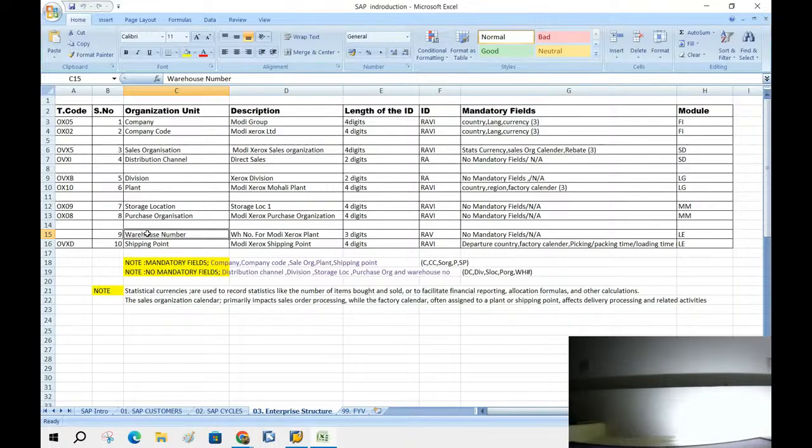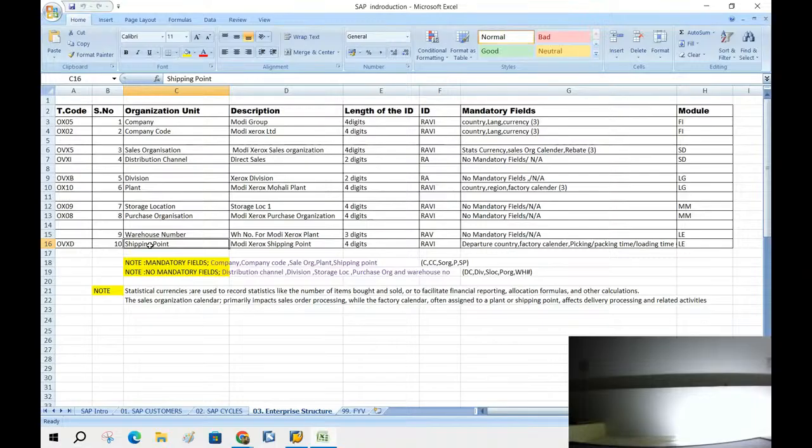Please don't confuse yourself. Warehouse is different and warehouse number is different. So warehouse number is nothing but the exact location from where you are going to pick the material, and then you are going to pack it, and then you are going to ship it to the customer. That exact location from where you pick the material is called warehouse number.